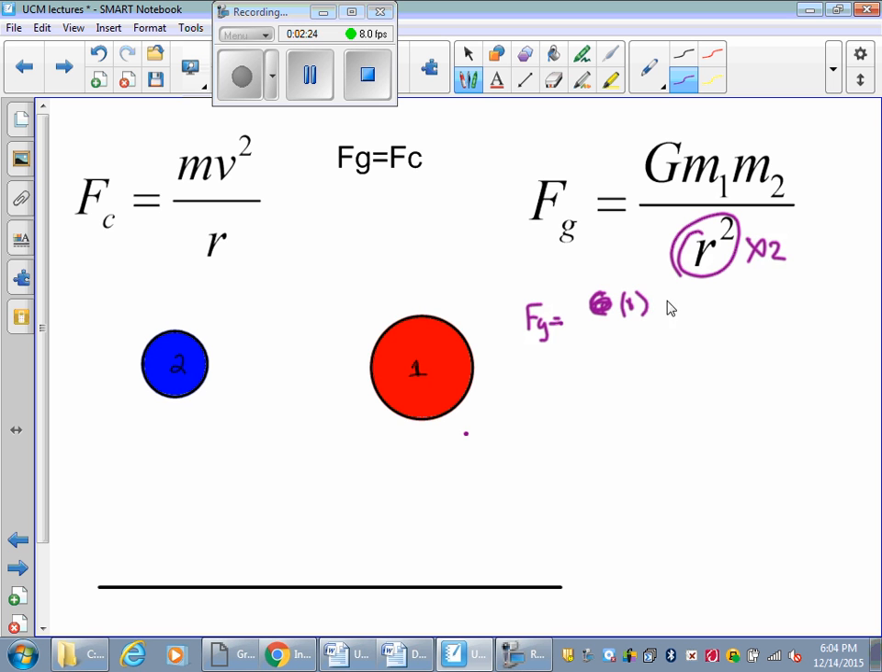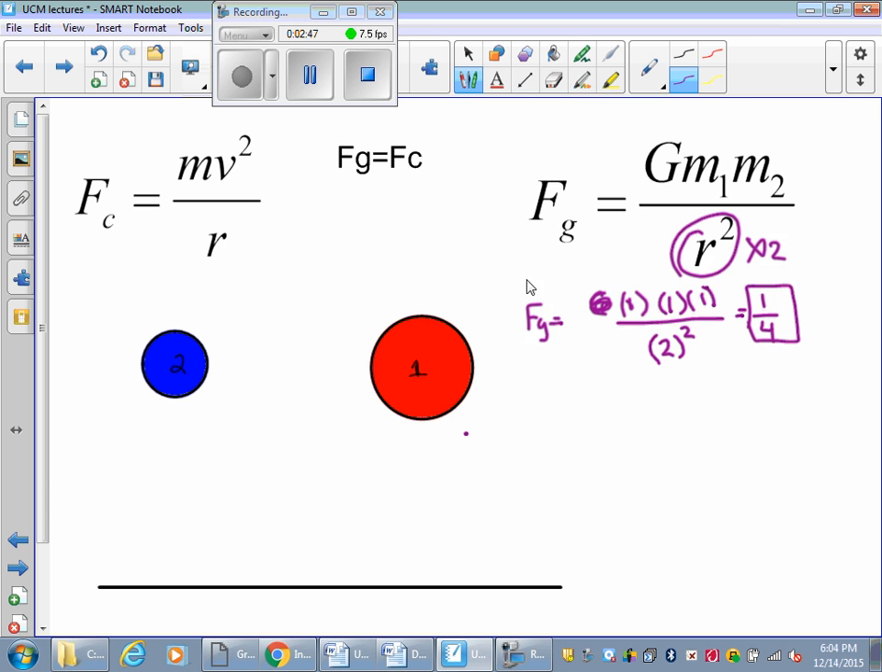So the masses are the same, so I just put a 1, divide by radius. What did I do? I put a 2 because I doubled it. I have to square it, right? So 1 times 1 times 1 is 1. And what's 2 squared? 2 times 2 is 4. So what happens to the overall force? It decreased by a fourth. It's only a fourth of what it was originally.